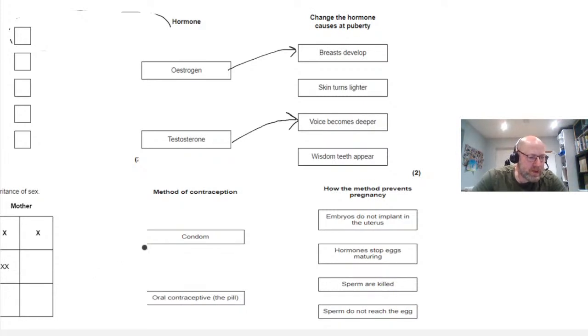Now, condoms. How do condoms prevent pregnancy?